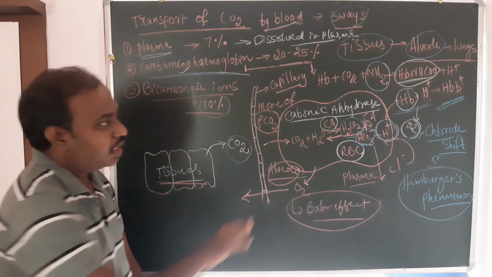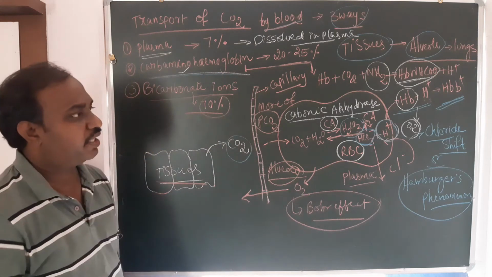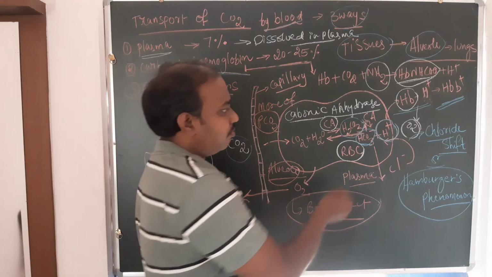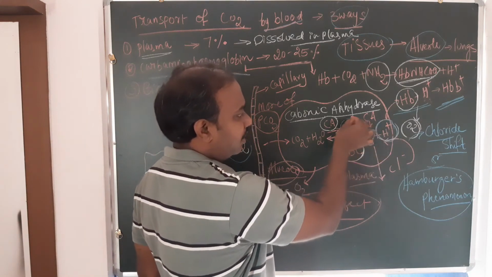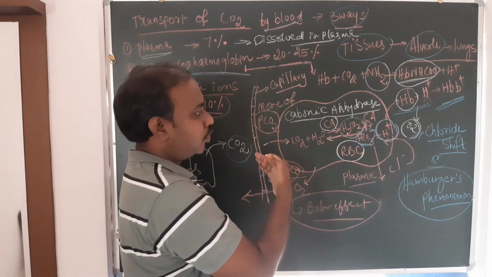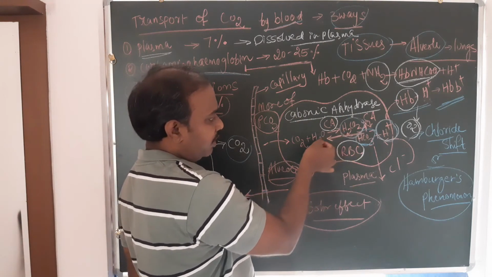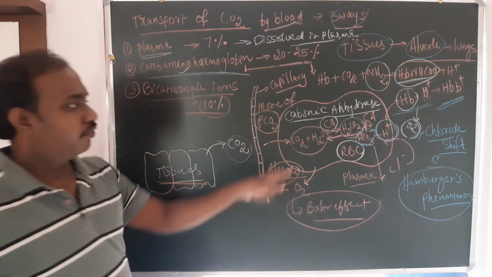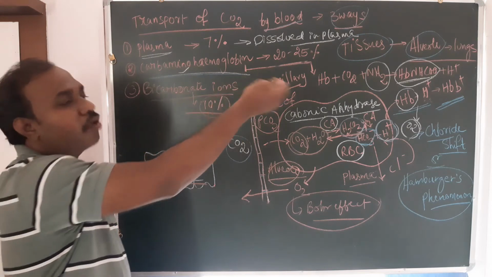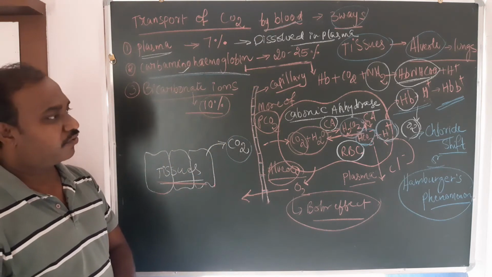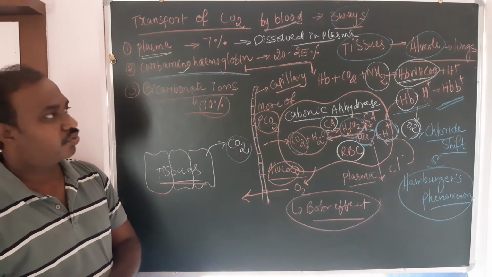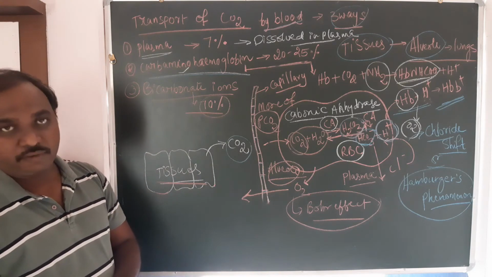As a result of that, the same reaction occurs in the opposite manner. What does that mean? These two will combine, resulting in the formation of H2CO3. You are seeing the reversible reaction now, and again there is formation of CO2 and H2O. Now this CO2 will be exhaled out of the body. In these three methods, that is how the CO2 is eliminated out of the body.